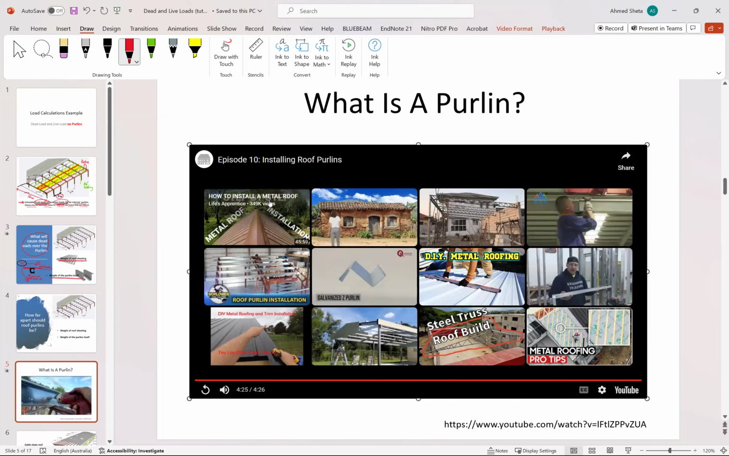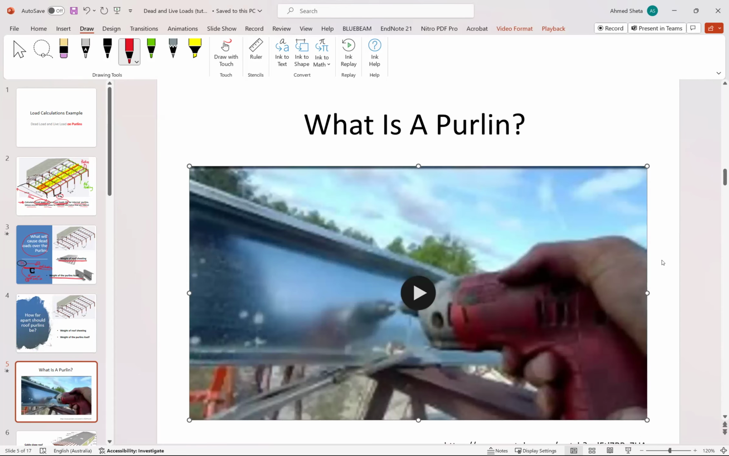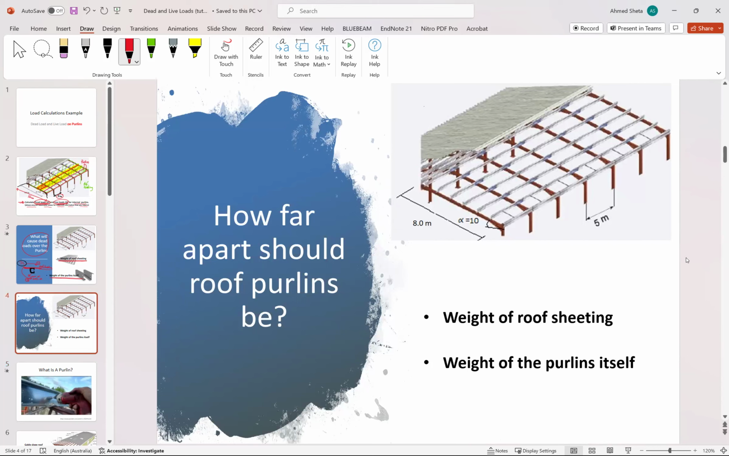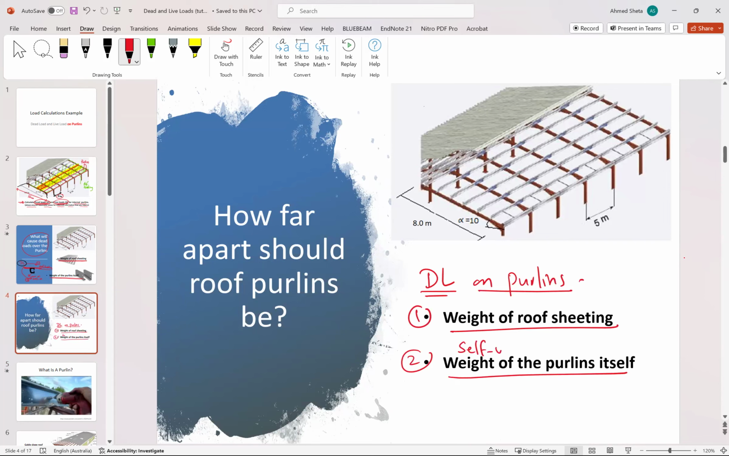Okay, guys, so this was a purlin video, or a video showing the installation of purlins for a similar shed. So if we return back to our example, again, what is the dead load on purlins? Dead load on purlins is, one, the weight of roof sheeting, and two, the self weight of the purlin. Okay. But if we look at the information we are given, we only have the purlin span, but we don't know how far apart the purlins are. So we need to know the purlin spacing X.